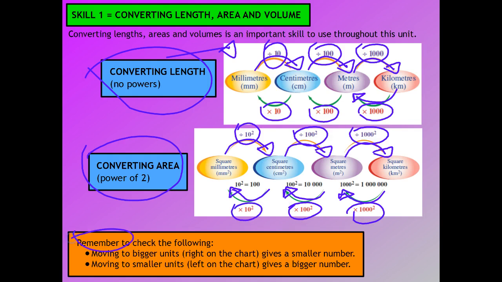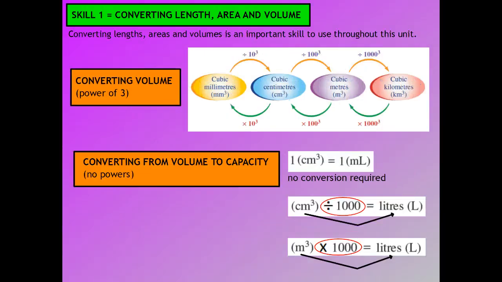So it's important to remember the following. If the units are getting bigger, if we're moving right, then we get a smaller number in our answer. If we're moving to smaller units, so we're moving left on these charts, then we'll end up with a bigger number as our answer. When we're converting volume, we're in power of 3, all right, because we're three-dimensional. So again, these numbers up the top, 10, 100, and 1,000, they're the same as down the bottom, but now we've got a power of 3 every time we convert.